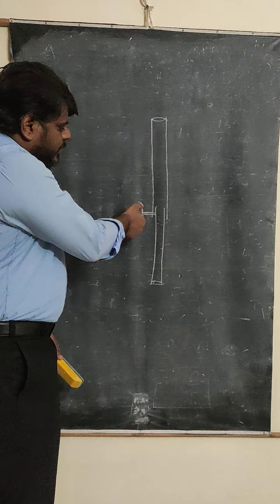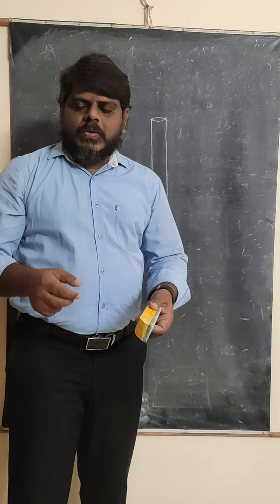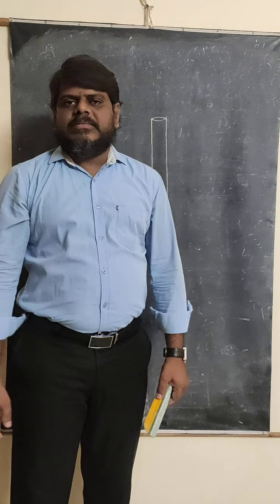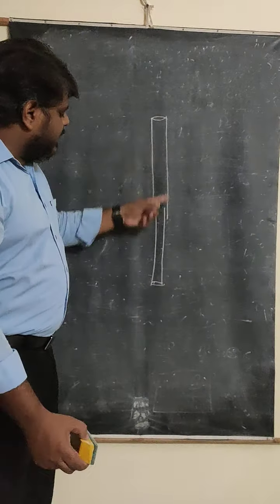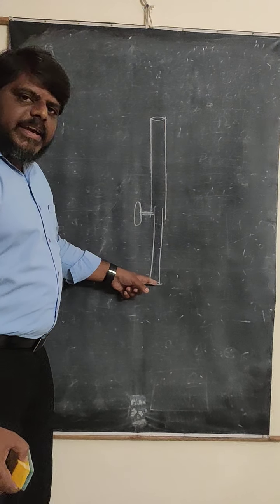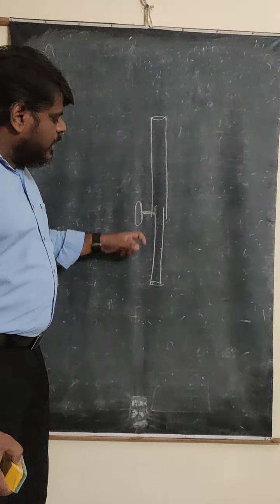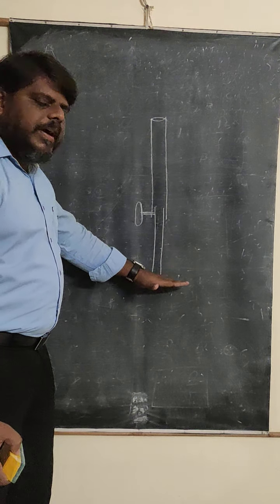A screw is provided, and when you rotate that screw, what happens? The distance between the two lenses increases. If you rotate it in the other direction, the distance between the lenses decreases. One lens is arranged here and another here. Whenever you rotate the screw, this tube goes up or this tube goes down.